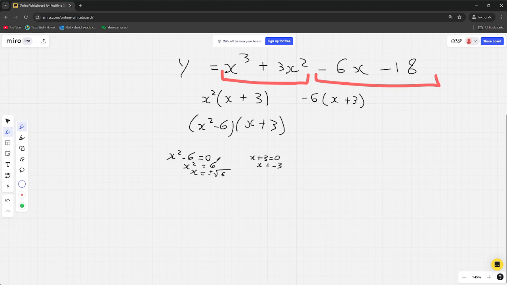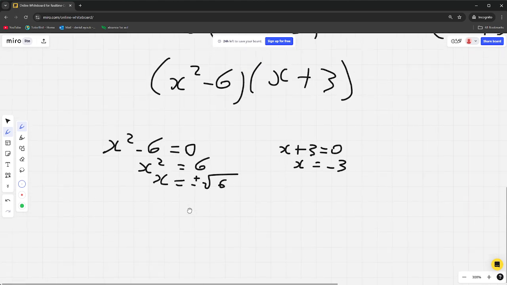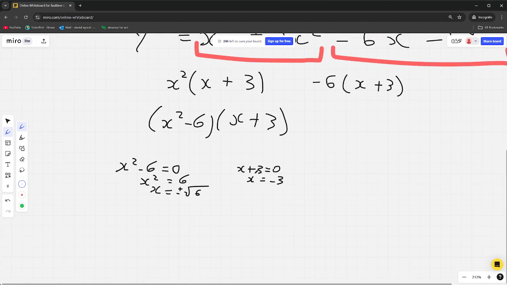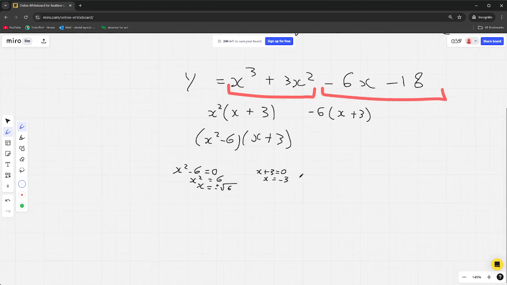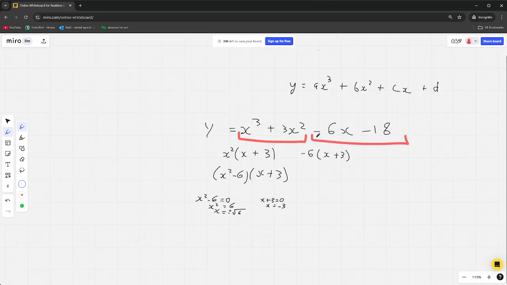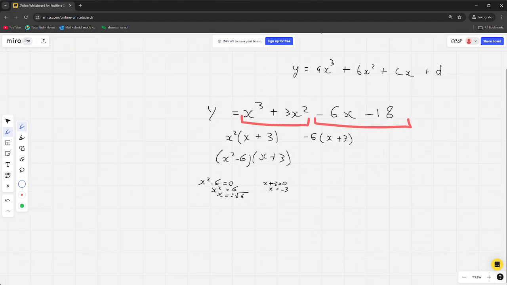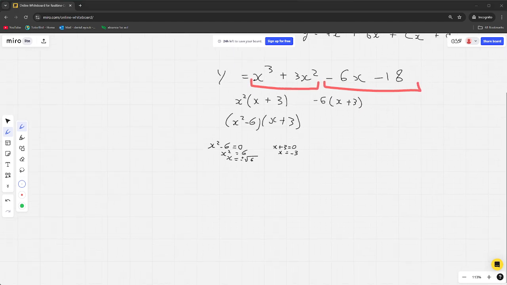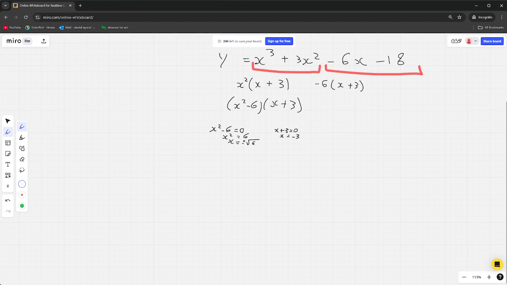There's 3 of them. One root is at the positive square root of 6, one is at the negative square root of 6, and one is at negative 3. Okay? So here's how we factor by grouping. It's the first thing you should look for anytime you see a cubic function. Okay? That won't always be the case, though. Sometimes we have to do a different method. Okay? And I'm going to give you an example of that.